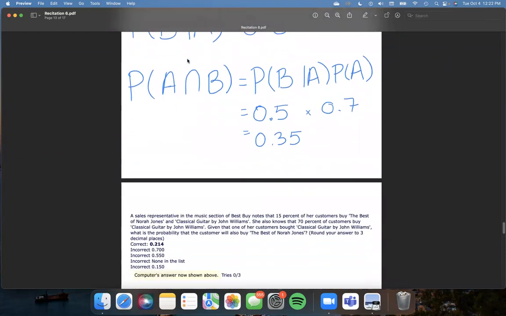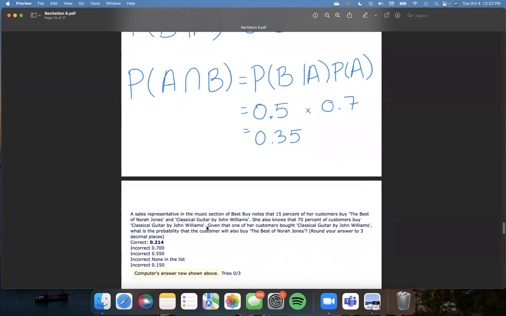Next, a sales representative in the music section of Best Buy notes that 15% of her customers buy the Best of Nora Jones and classical guitar by John Williams. She also knows that 70% of customers buy classical guitar by John Williams. Given that one of her customers bought classical guitar by John Williams, what is the probability that the customer will also buy the Best of Nora Jones?